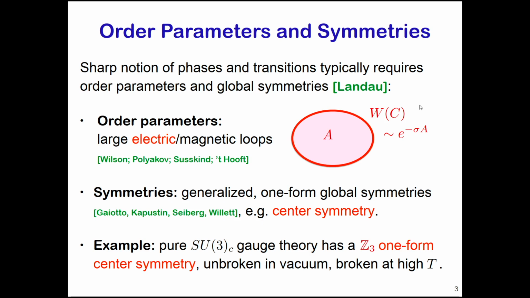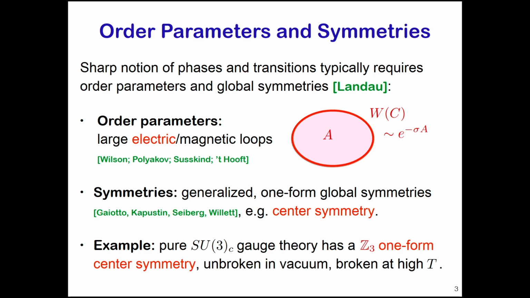So just to give you an example, which again will be important for the talk, if we consider pure SU(3) gauge theory without any matter, then that gauge theory has a Z3 one-form symmetry because the center of SU(3) is Z3. And under this Z3 one-form symmetry, the fundamental Wilson loop is charged. It acquires a Z3 phase under the action of the symmetry.